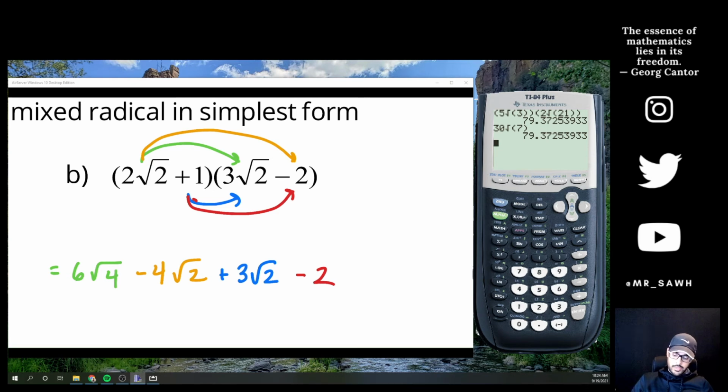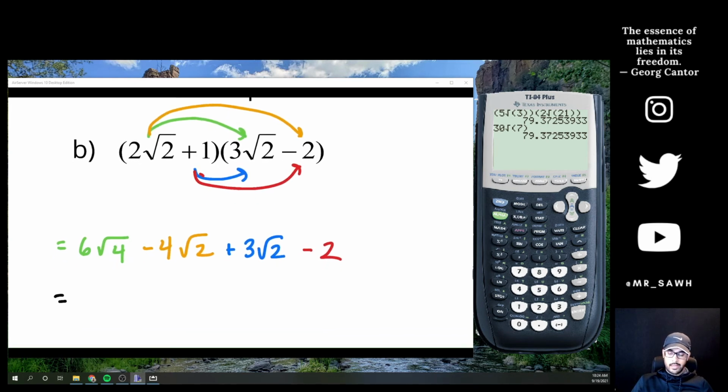Now you can only put together the things that have like radicals again, so same index, same root sign, or same radicand I should say. So simplify everything you can first. So 6 times root 4. Well, root 4 is 2. 6 times 2 is 12. So there's a 12. We'll do it one step at a time.